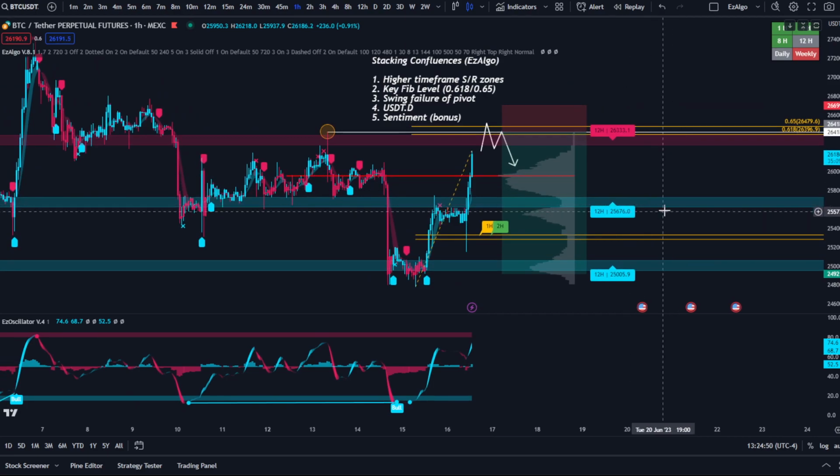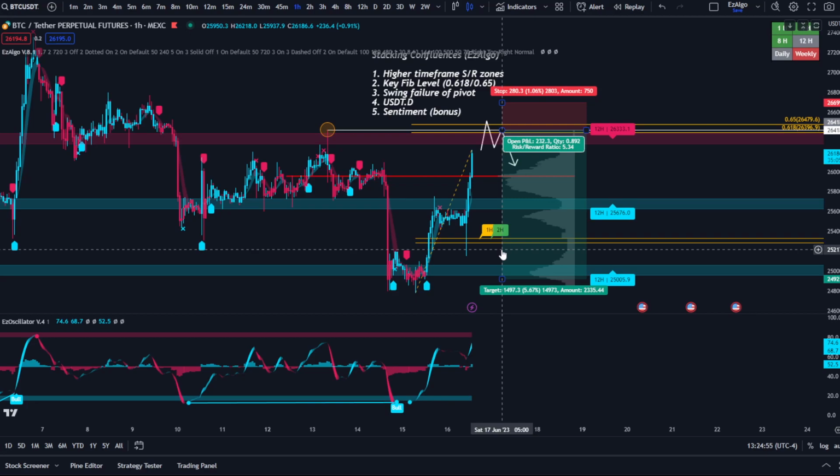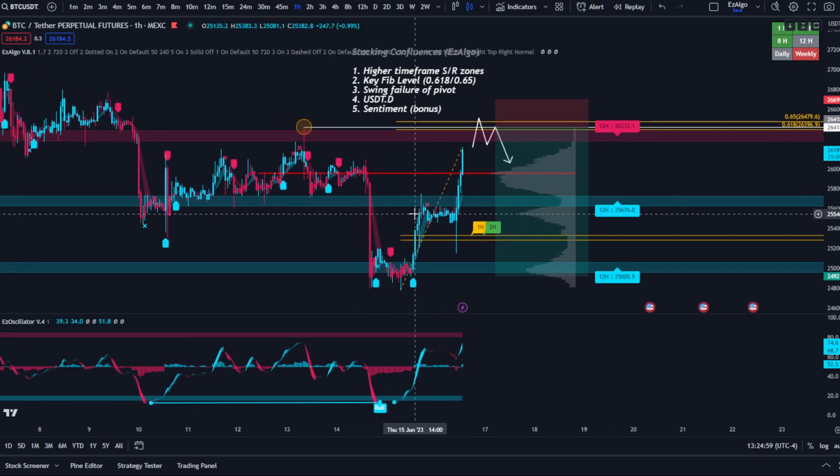Now, inside of Easy Algo, we have the automatic golden pocket as well for you. So if you don't know how to draw the golden pocket quite yet, you can use the auto golden pocket inside of Easy Algo, right?